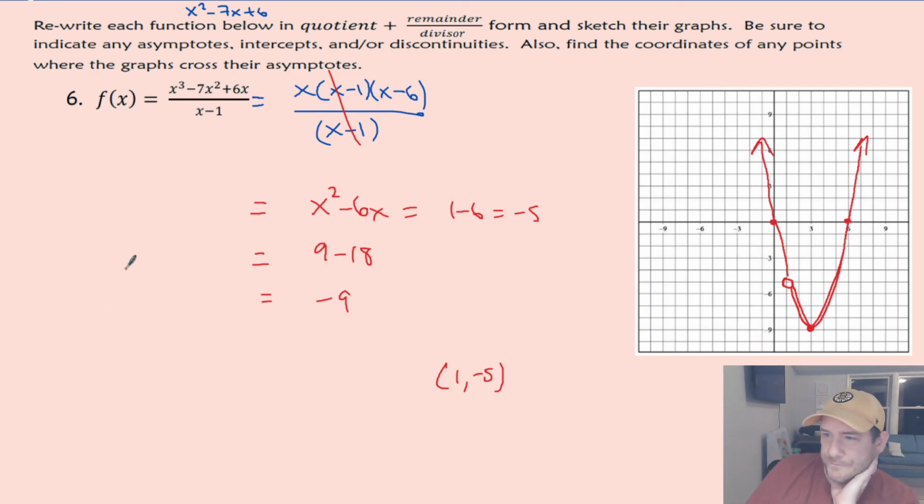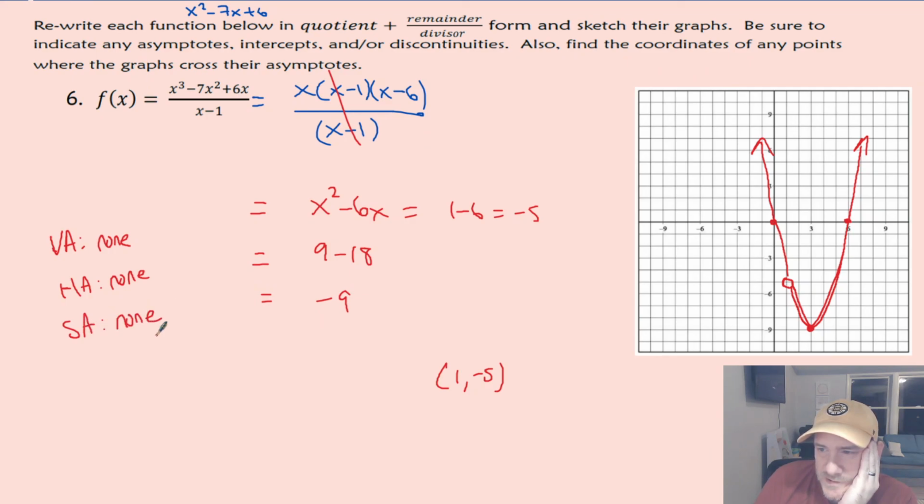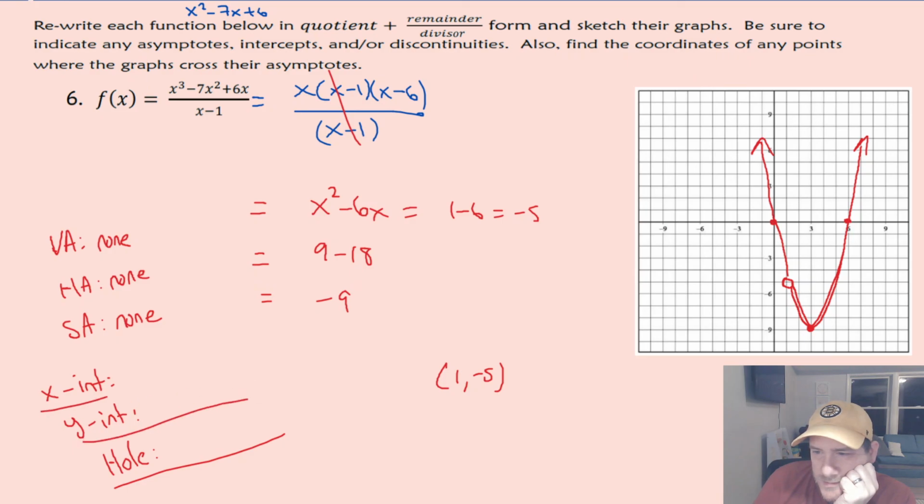I'll be fine. You gotta be able to do all the properties again like you always do. So vertical asymptote, it's gonna be none. Horizontal, none. Slant, none. You could do the x-intercepts, y-intercepts, and the hole. So the x-intercepts are 0 and 6. The y-intercept is still at 0, 0. And what? We've got a hole. We know its coordinates: 1, negative 5.